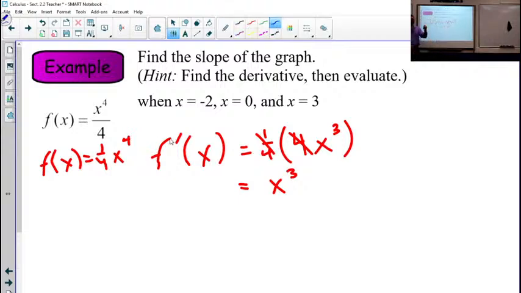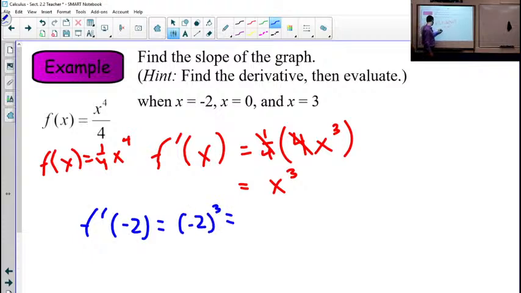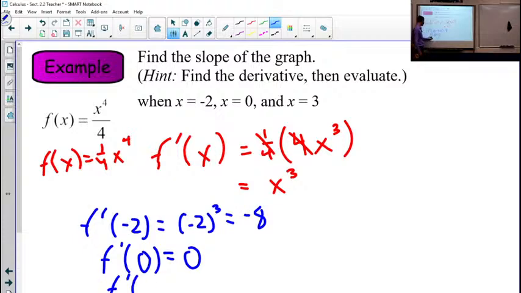And now we can plug in each of these points. F prime of negative 2 is negative 2 cubed, which is negative 8. F prime of 0 is, well, 0 cubed is 0. F prime of 3 is 3 cubed, which is 27.